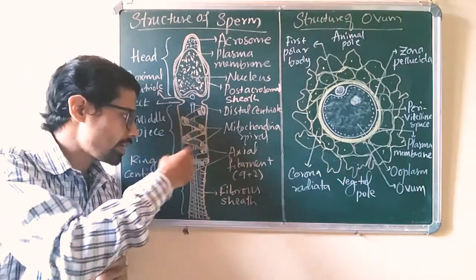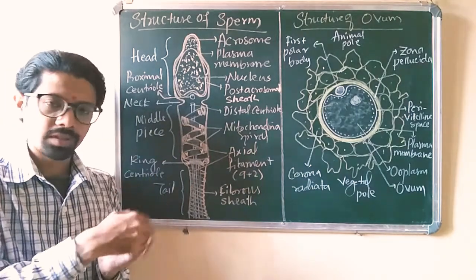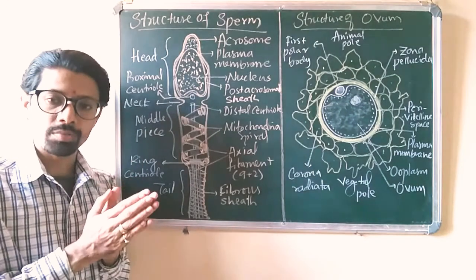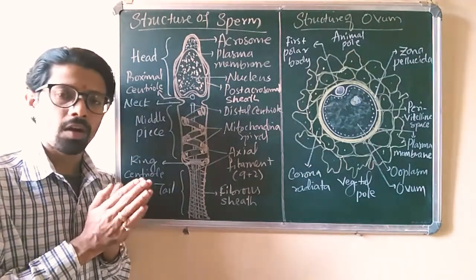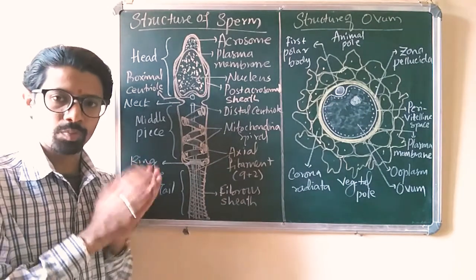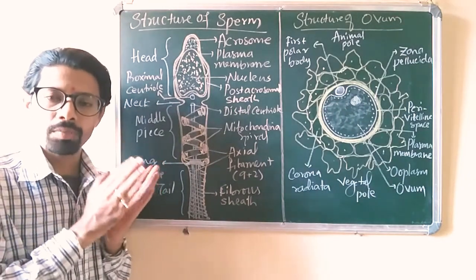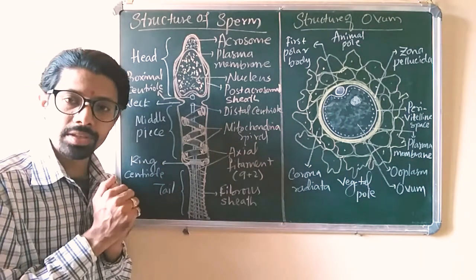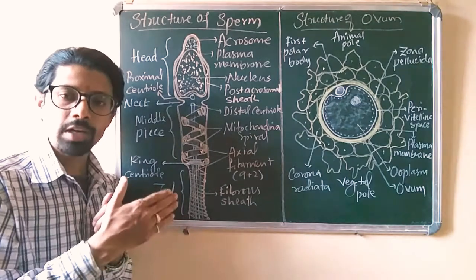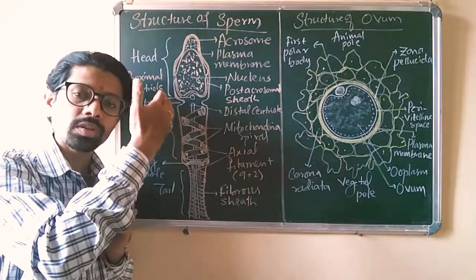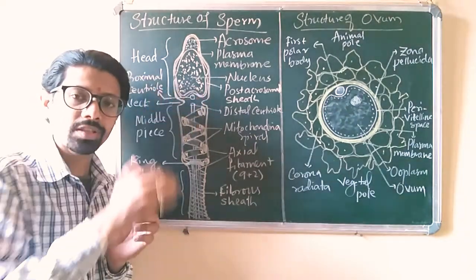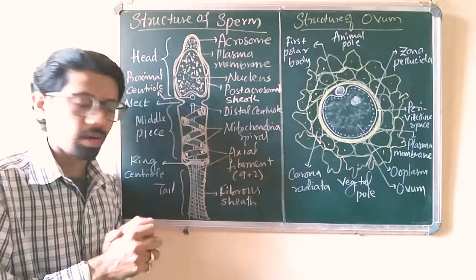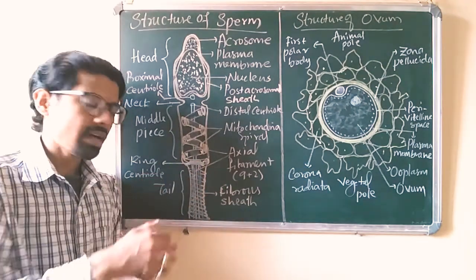Then there is a spiral arrangement of structures which is called the middle piece, that is the mitochondrial spiral, or spirally arranged mitochondria. Mitochondria, we all know, are also called the powerhouse of the cell. That means the sperm needs energy, and for the production of energy the mitochondria are present inside the middle piece. What does it require energy for? It requires energy for the movement of the sperm from the vaginal tract to the site of fertilization. To travel that distance it requires energy, and that energy is produced from the middle piece of the spermatozoa. Then at the base of the middle piece you have a ring centriole.